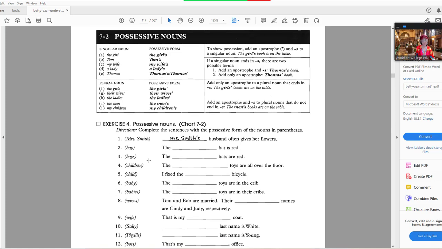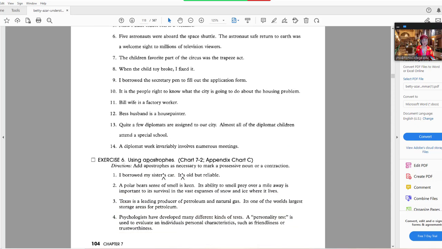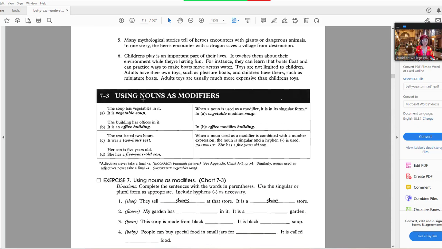So you get the idea how to do this exercise. So let's see. Using nouns as modifiers. The soup has vegetables in it. It is vegetable soup. So here you have a noun used as an adjective. It is an office building. And once again, office modifies building, and here you have a noun used as a modifier or as an adjective.